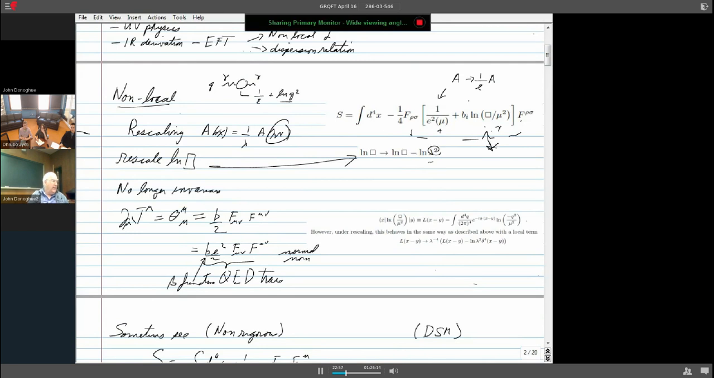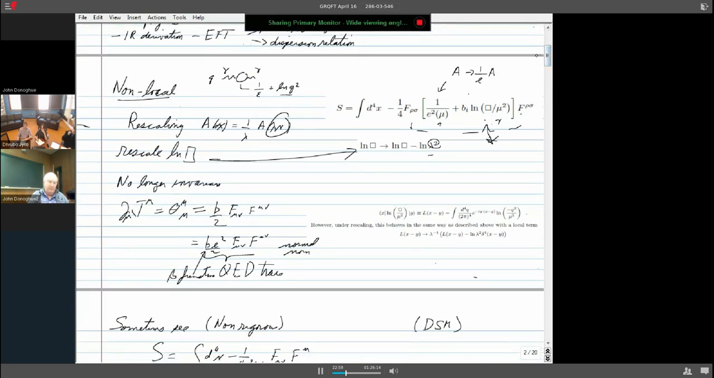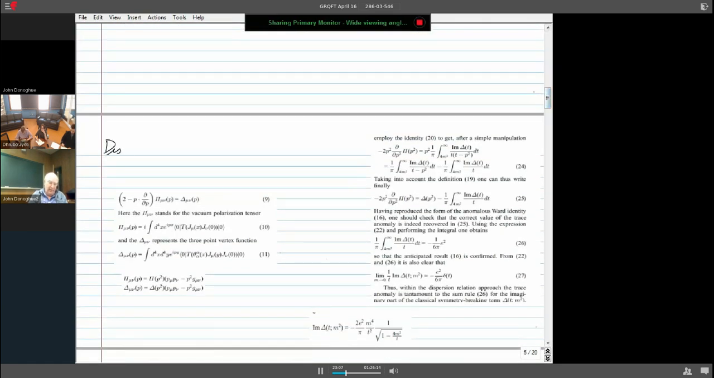Okay, so this is a non-rigorous derivation. It's in Dynamics of the Standard Model, which is the chapter that I put on the website. You can see that done out. But what it really done properly is this non-local Lagrangian. Okay, so that's the non-local Lagrangian way of doing it. And here's the dispersion relation way.